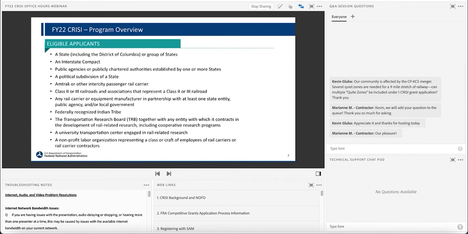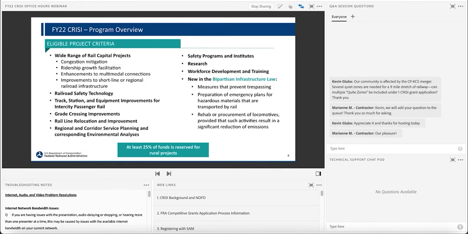It also speeds up the process, and the smoother the process goes for intake and eligibility review, the better off we all are. Okay, so that covers the eligible applicants. Next, we'll talk about eligible projects.